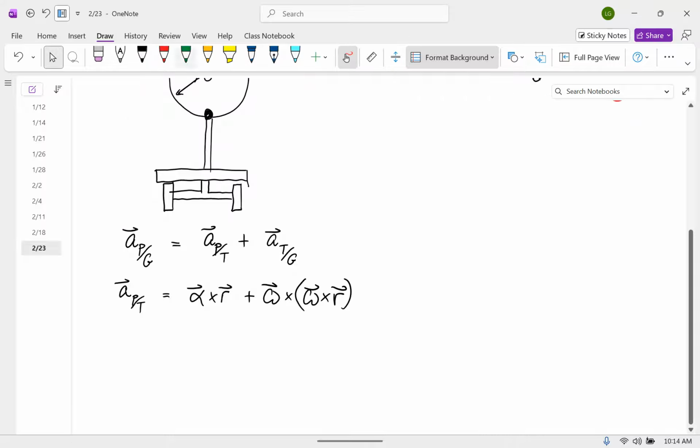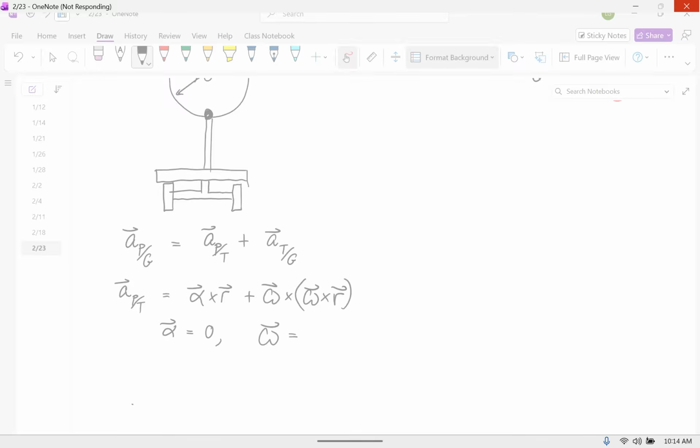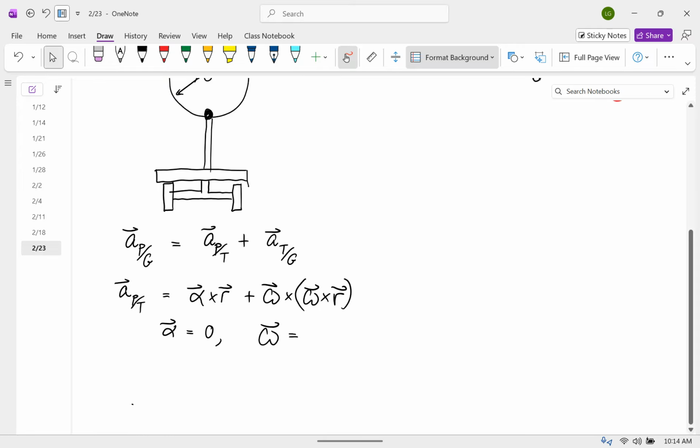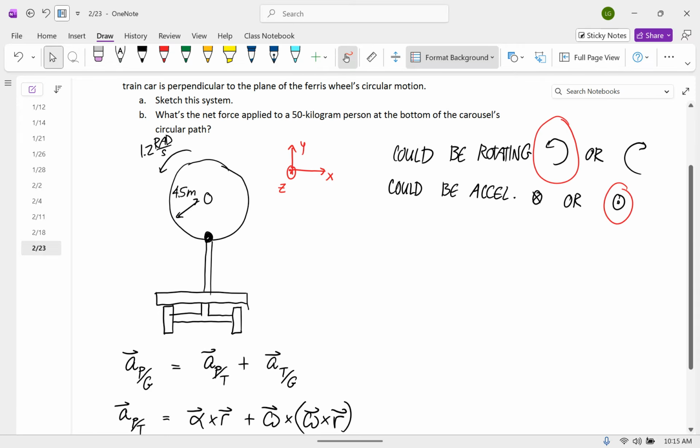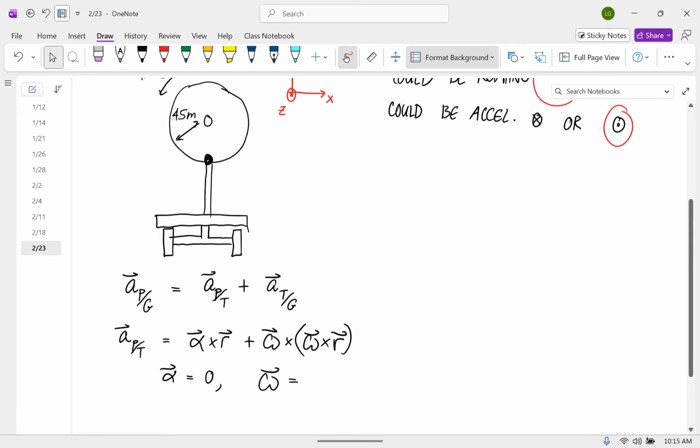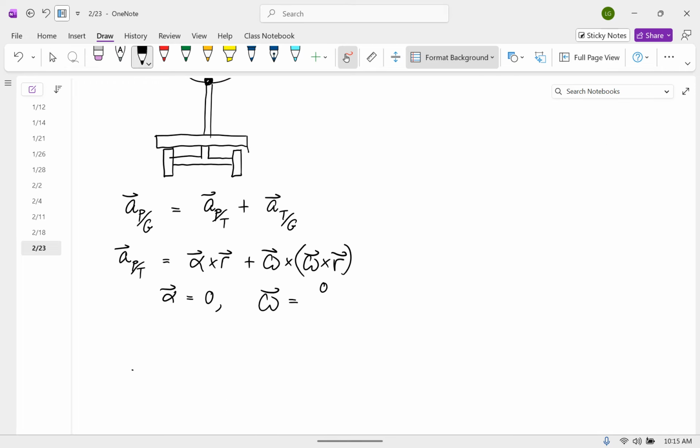And the left-hand term of the equation is 0 because there's no angular acceleration. So angular acceleration is 0. Angular velocity, the way that I drew it, use the right-hand rule. It'll be the z-axis, right? Yep, the way I drew it, right-hand rule says it's in the positive z direction. The magnitude is 1.2, so 0, 0, 1.2.